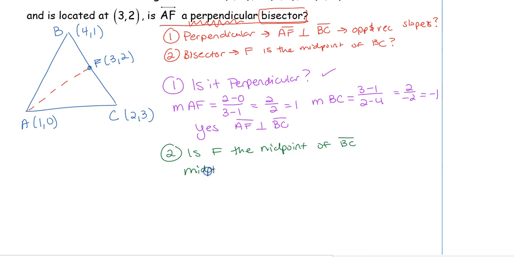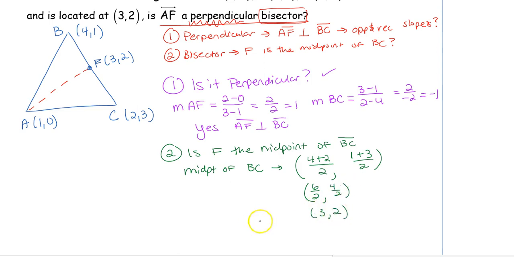So if I go to do the midpoint of BC, remember we average the x's, so 4 plus 2, we add the x's together, divide by 2. Add the y's together, divide by 2. That gives us 6 over 2, 4 over 2, (3, 2). The midpoint of BC we found to be (3, 2), and the coordinates of F are (3, 2). So yes, F is the midpoint.